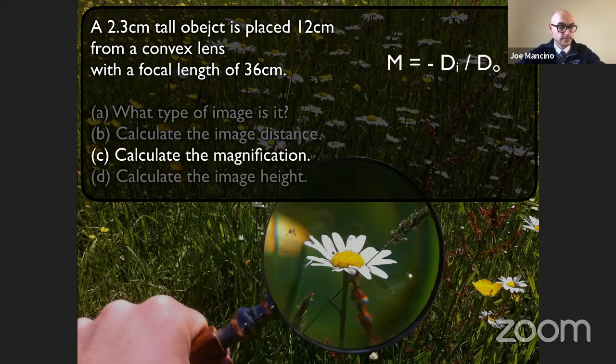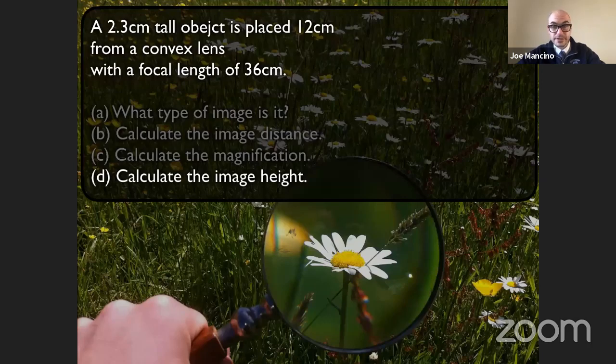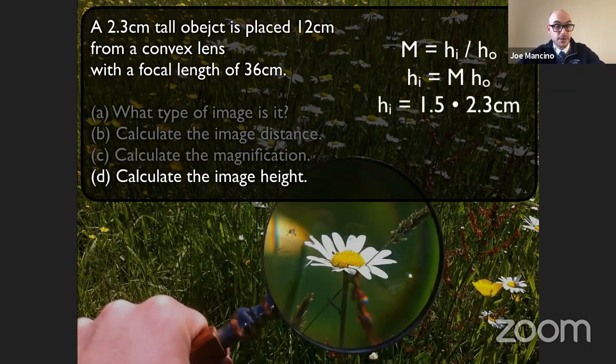Is not showing up. Interesting. The magnification is 1.5. Part D and the solution to part D. The height of the image is 3.45 centimeters.